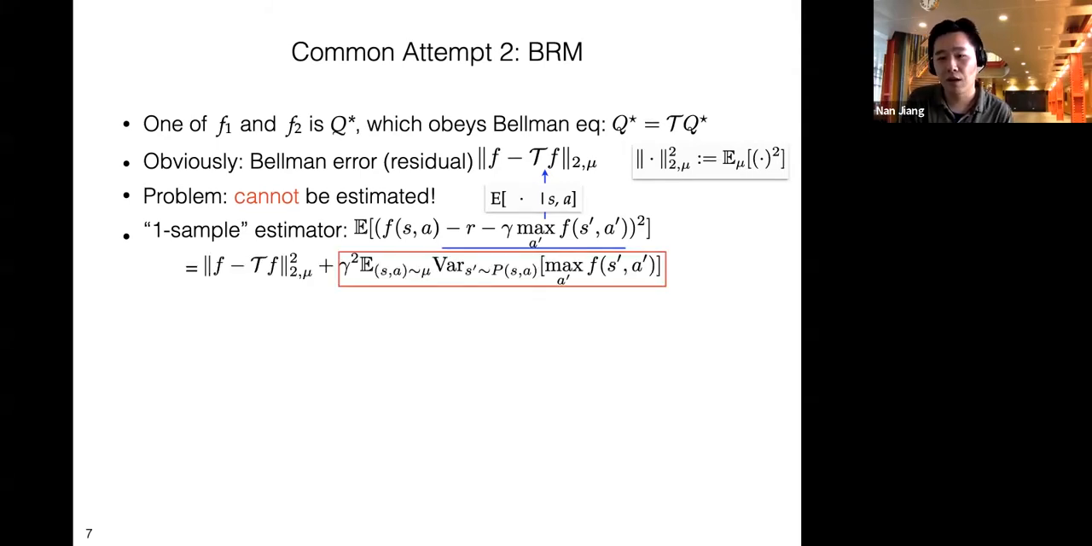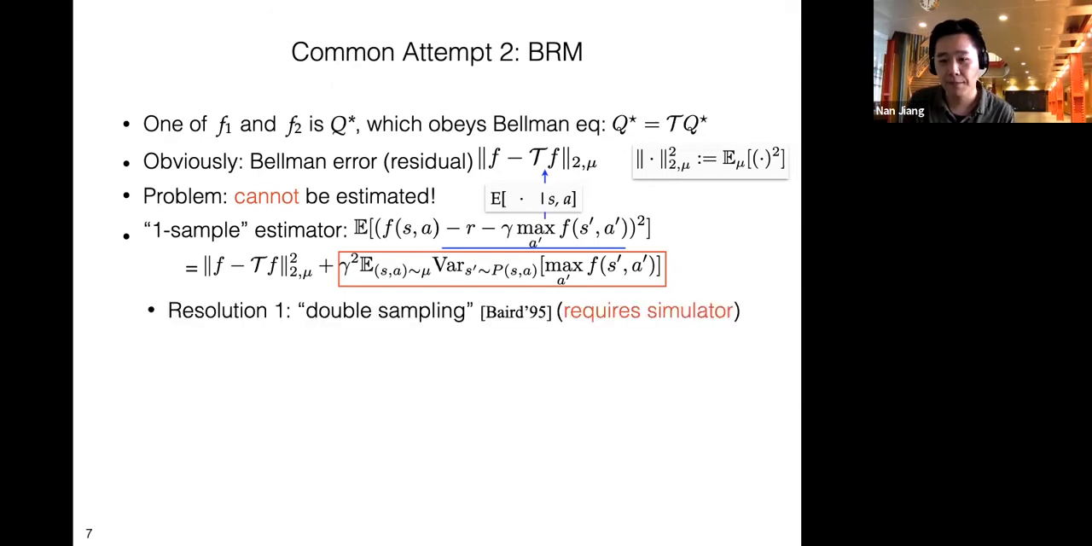However, if you actually calculate this expectation, it turns out that in addition to the Bellman error term that we want to estimate, it actually contains an additional variance term that differs from function to function. So there's a very weird overestimation term. People have thought very hard about how to get rid of this term.